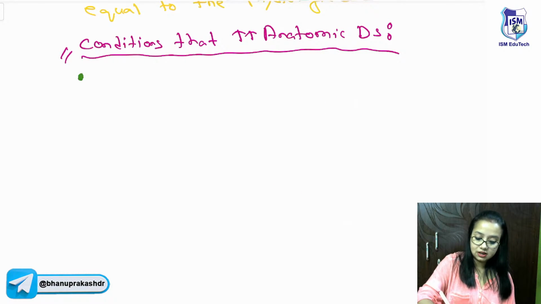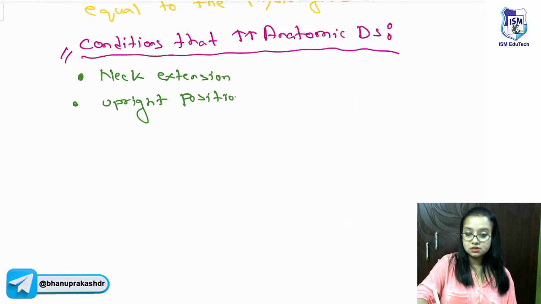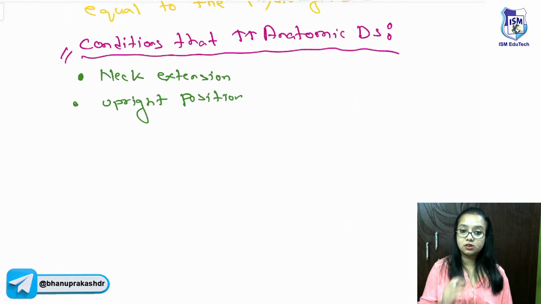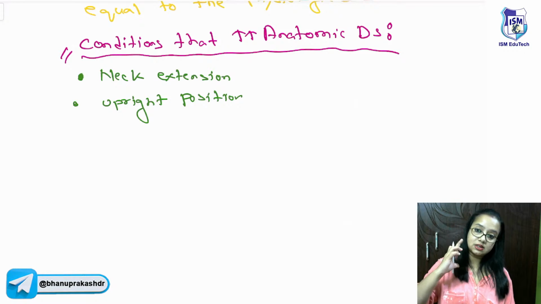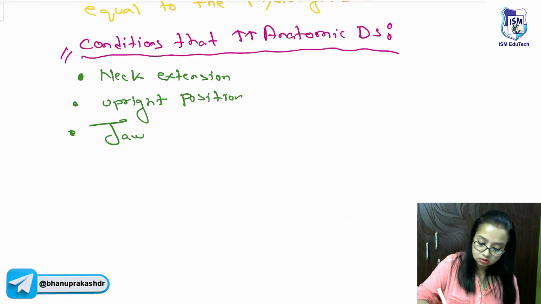The conditions are like neck extension, upright position. If a person is sitting or standing erect or upright, or the neck is extended, then the anatomic dead space increases because the length of this neck area in the upright position or in extended position increases. Jaw protrusion.